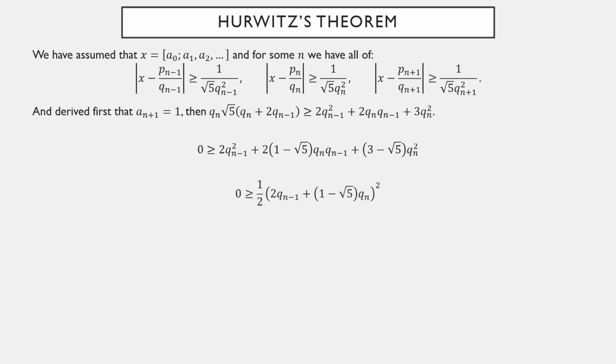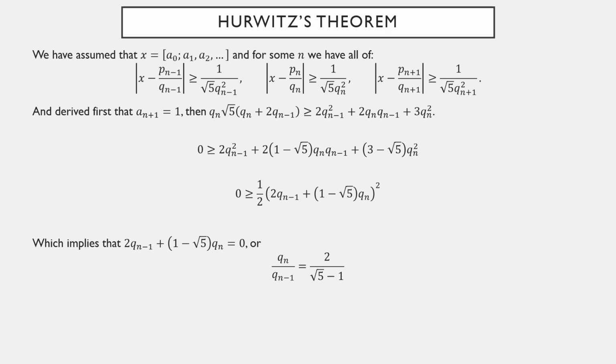It's a nifty little factoring trick, but you can verify that indeed this expression here is exactly 1/2 times this squared. But observe, I now have 0 is bigger than or equal to 1/2 times something squared. That means the thing being squared had to equal 0. So if 2q_{n-1} + 1 - root 5 q_n has to equal 0, you can solve this to get that q_n over q_{n-1} must be 2 over root 5 minus 1.